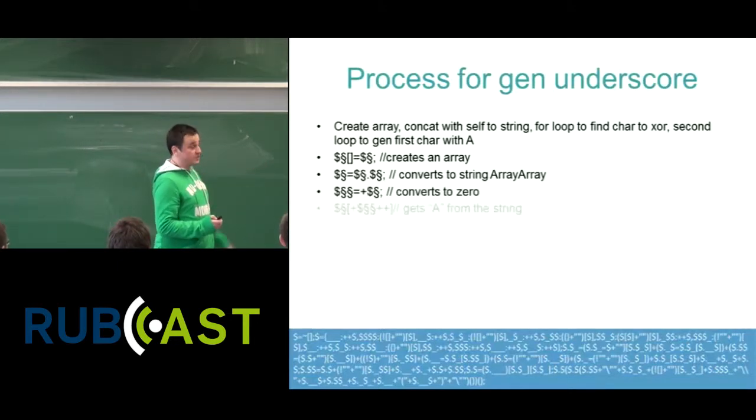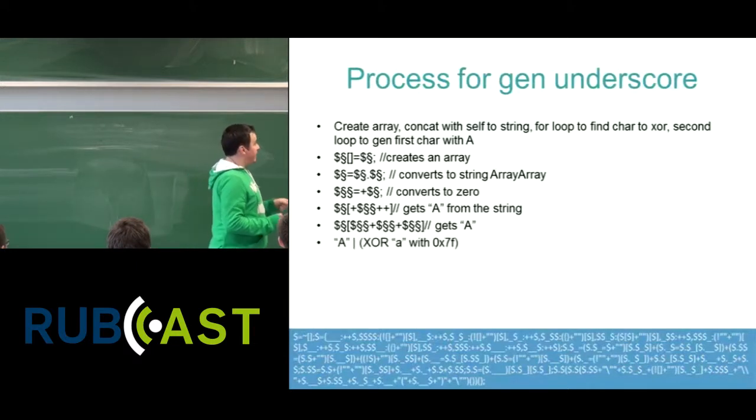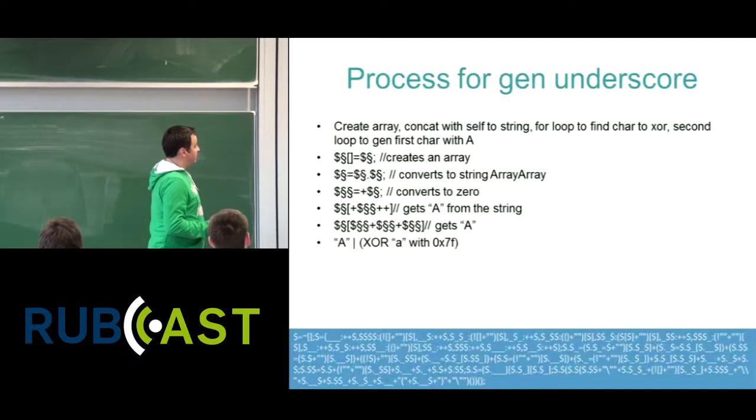Using the plus converts it to 0. So here we get the character A from the string. So we've got array, and we're using plus plus, incrementing it and getting A. Like that. So we XOR A with 0x7F. What is that? Delete, is it? I don't know. Something like that.